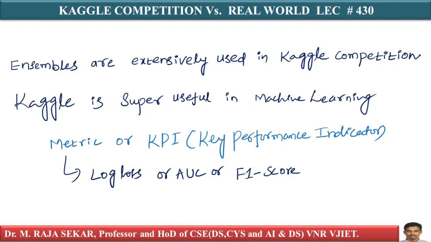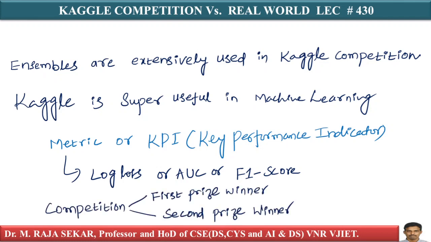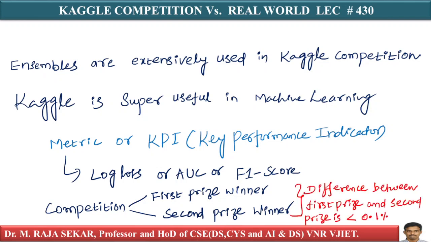because look at it, it is a competition, isn't it? It is a competition where they need to decide who is the first prize winner and who is the second prize winner, and oftentimes you will see that the difference between first prize winner and second prize winner is less than 0.1% difference in one of these metrics, isn't it?